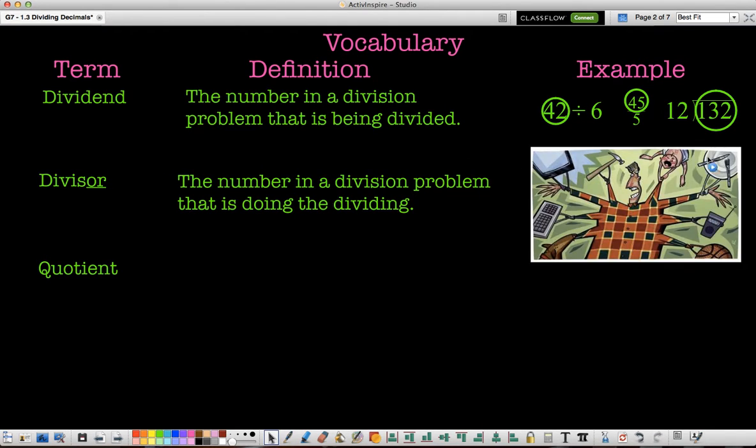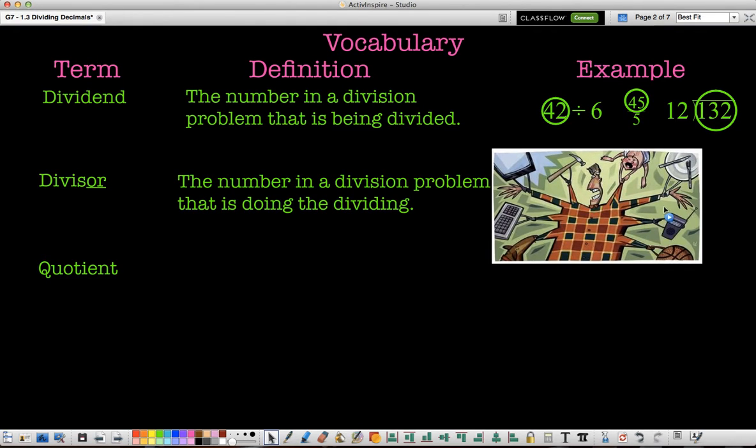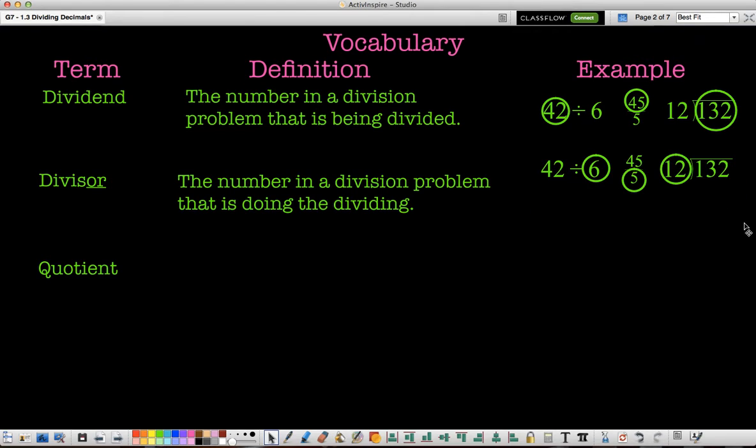So if we look back at that same picture, dad's the dividend, and all these things here are what he's being divided by. So these are all divisors. This one's a little bit more complicated, but if 42 is the dividend, it's being divided into groups of 6. So 6 is doing the dividing, so it's the divisor. Again, in a fraction, that's going to be the denominator. And in a long division problem, that's going to be the number on the outside.